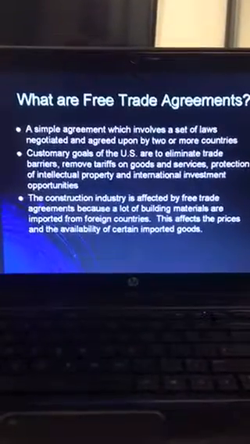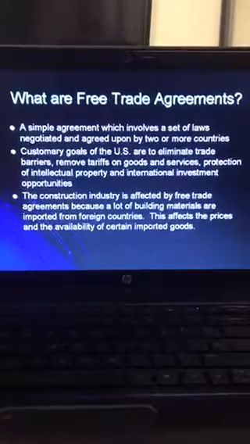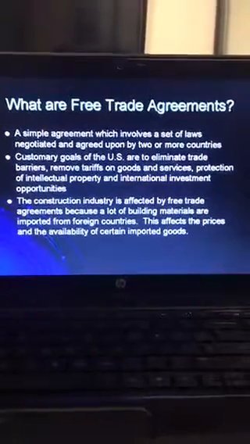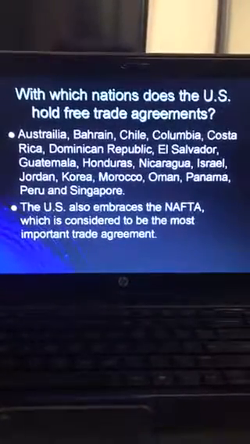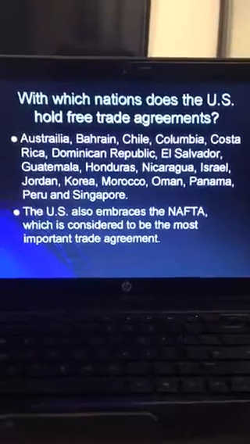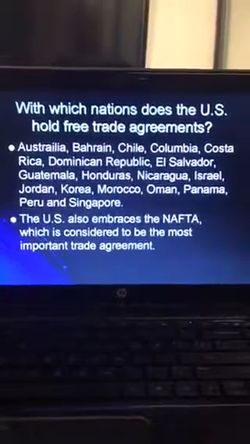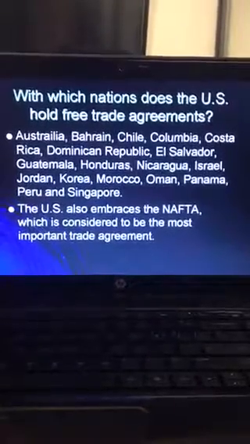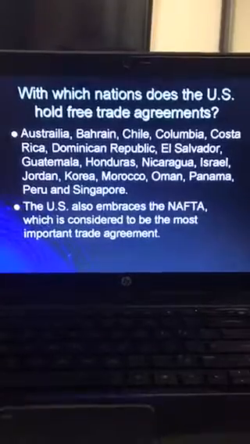The construction industry is also affected by free trade because a lot of the building materials are imported, which affects the price and availability of certain goods. These are a few nations that we hold free trade agreements with. It totals 20 trading partners. The U.S. embraces the NAFTA, which is considered to be the most important trade agreement, which is between the United States, Mexico, and Canada.